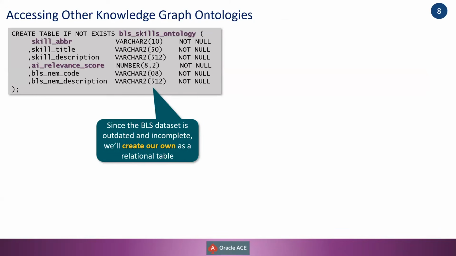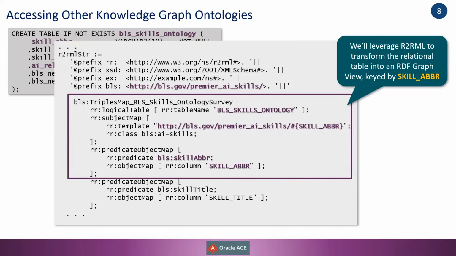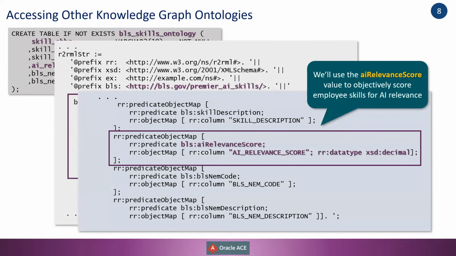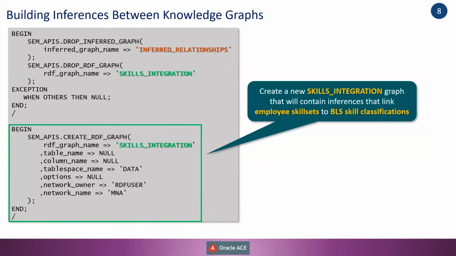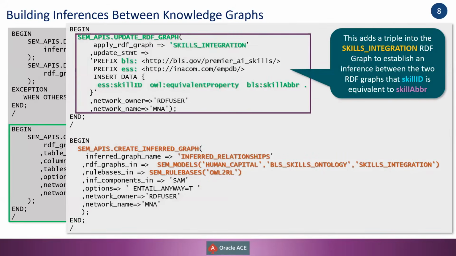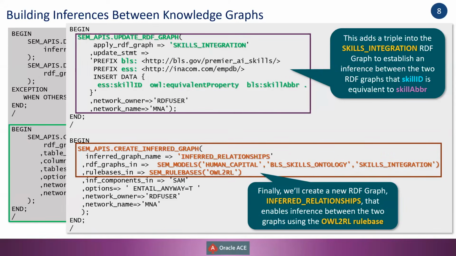So quickly, I created my own BLS skills ontology with a skill abbreviation. Notice not skill ID, but skill abbreviation, and an AI relevant score and some other data. I mapped it with R2RML real quickly. Basically the same process I showed you before. I then created a new RDF graph called skills integration, and skills integration has one triple in it. See that insert statement? Skill ID in the employee skill sets is the same thing as skill ABBR in the BLS ontology. These two graphs now have equivalence based on that. And now I can access them all together with one more step.